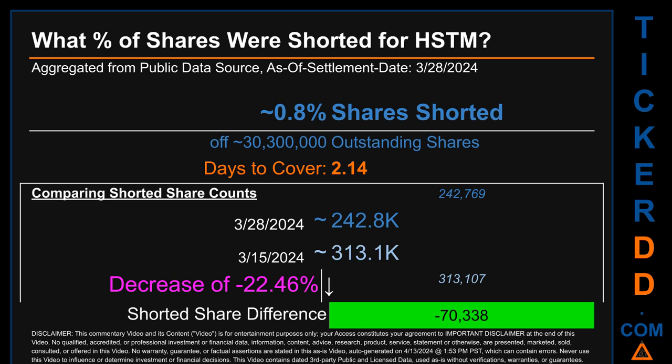Days to cover is 2.14. When I compare the current 2-week period data snapshot against the previous period, ending in settlement date, March 15, 2024, I find that the current snapshot had roughly 70.3 thousand less shares shorted. This means that, compared to the previous snapshot, the current snapshot has a decrease of minus 22.46% of shorted shares.